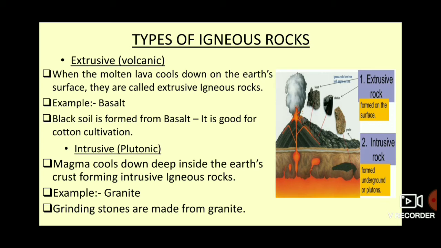The rocks that cool on the surface of the earth are called extrusive igneous rocks. These rocks are also known as volcanic rocks. Due to rapid cooling, the crystals are fine-grained. Basalt is an example of such a rock. The Deccan Plateau of India is made up of basalt rocks.